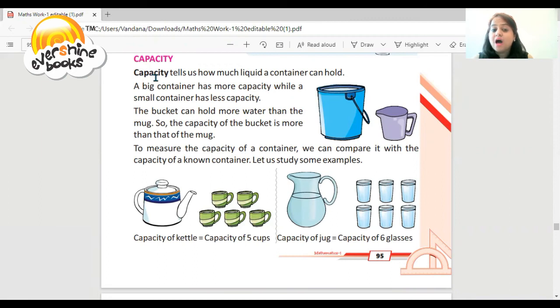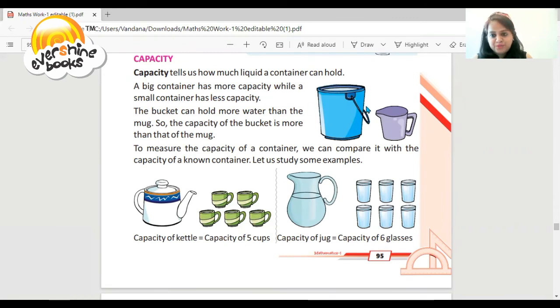Capacity tells us how much liquid a container can hold. A big container has more capacity while a small container has less capacity. Okay, the bucket can hold more water than the mug.